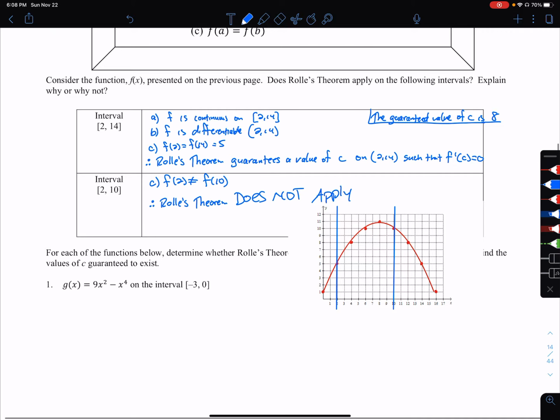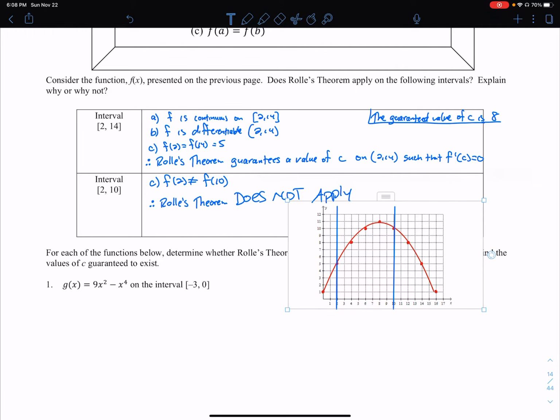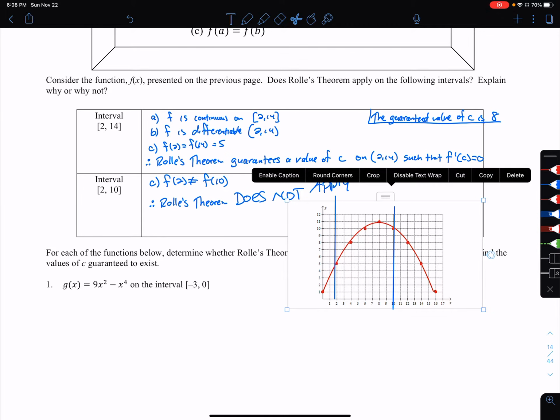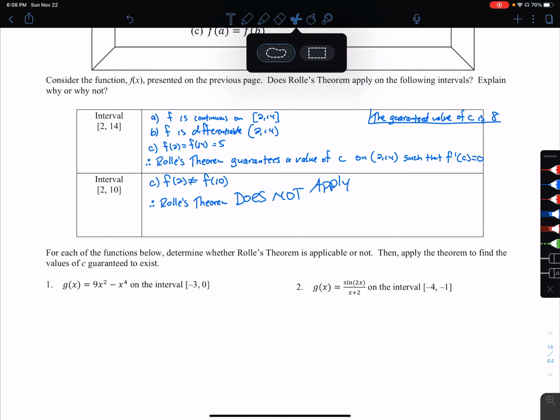That's good enough. Since it doesn't apply, it means there's no guarantee. I mean, it could still happen, but there's no guarantee that there is a derivative here that's equal to 0.